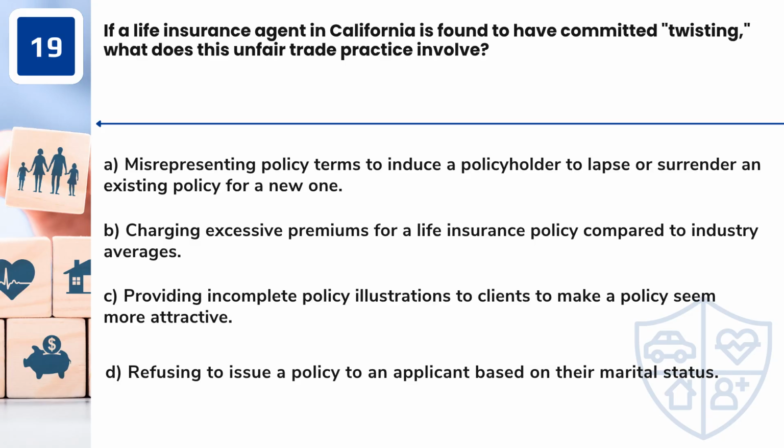Question 19. If a life insurance agent in California is found to have committed twisting, what does this unfair trade practice involve? A. Misrepresenting policy terms to induce a policyholder to lapse or surrender an existing policy for a new one. B. Charging excessive premiums for a life insurance policy compared to industry averages. C. Providing incomplete policy illustrations to clients to make a policy seem more attractive. D. Refusing to issue a policy to an applicant based on their marital status.